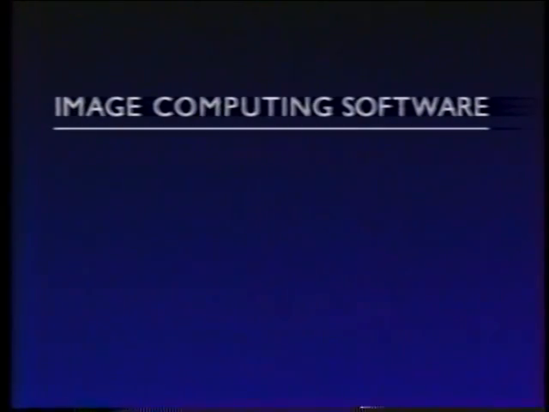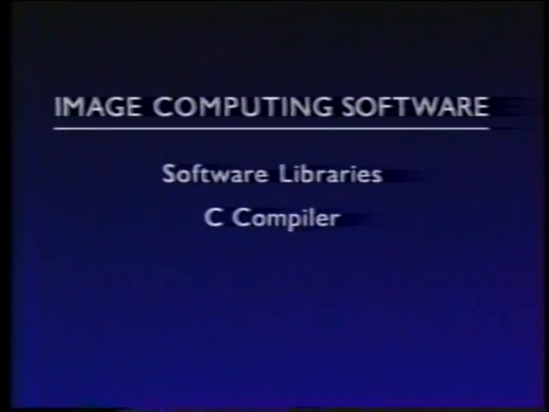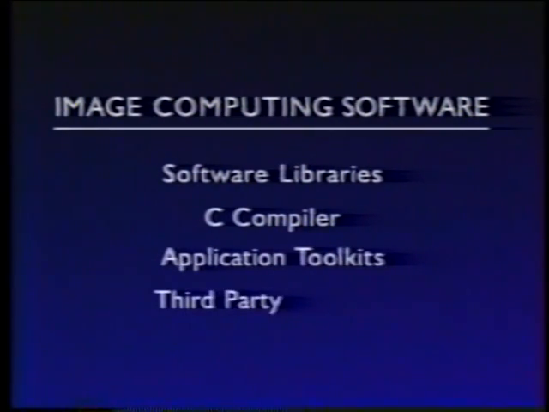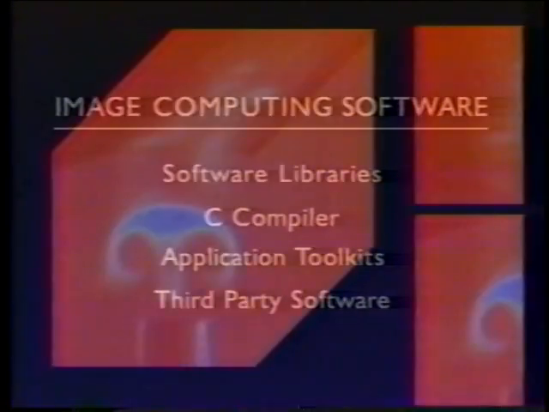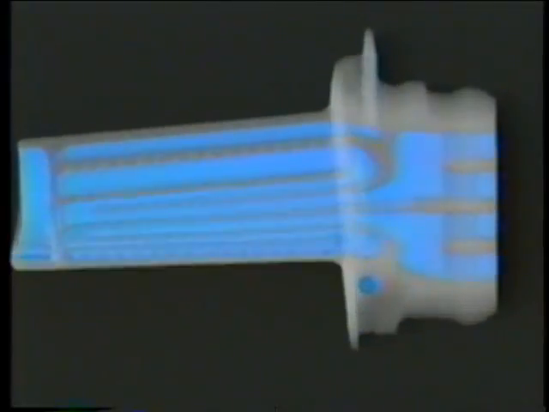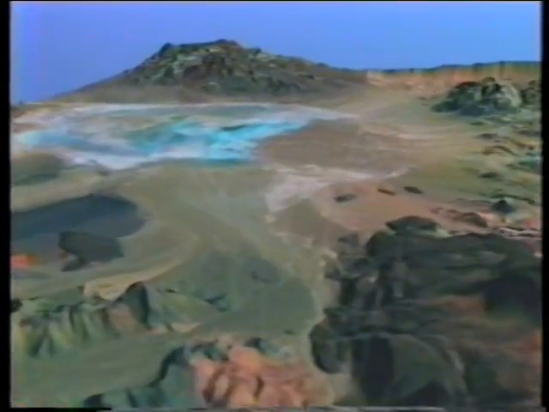This advanced hardware is further supported by more than 200,000 lines of software in the form of libraries, a C compiler and other development tools, application toolkits, and third-party software designed to serve your image computing needs. The Pixar family of image computers offers solutions to a range of applications in image processing and computer graphics. With the new Pixar 2, there is an entry-level system priced under $30,000.